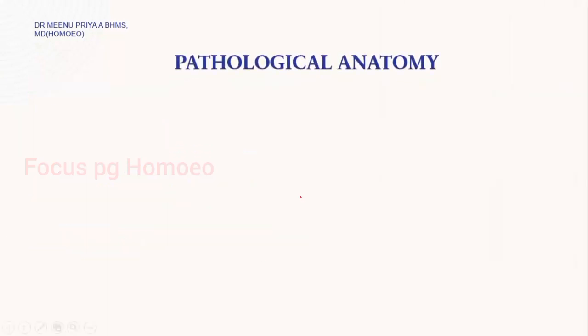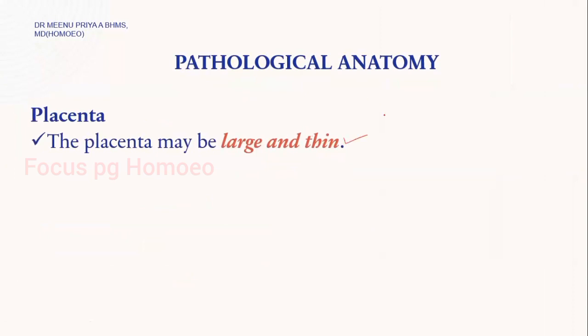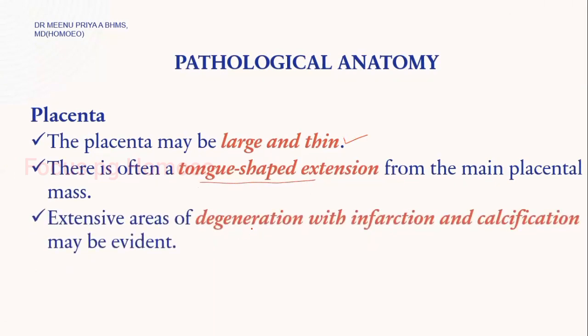Next, pathological anatomy. So what are the conditions in placenta previa when it is seen? So how does it look? So the placenta is large and thin. Surface area is large and the thickness is very thin. And there is a tongue-shaped extension from the main placental mass, and extensive areas of degeneration with infarction and calcification may be evident because the implantation or the lying of the placenta is not in the original position. So the proper nutrition is not going to the placenta, and that is why these changes occur.